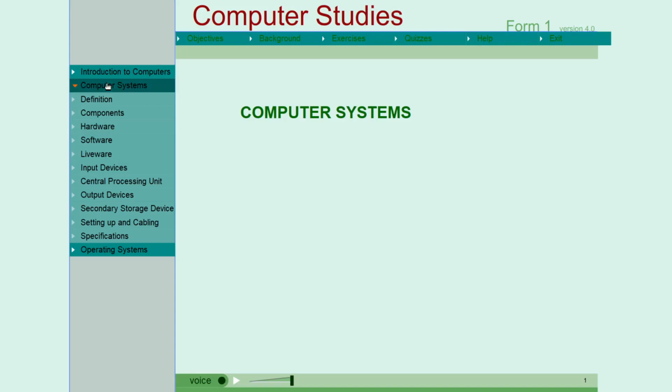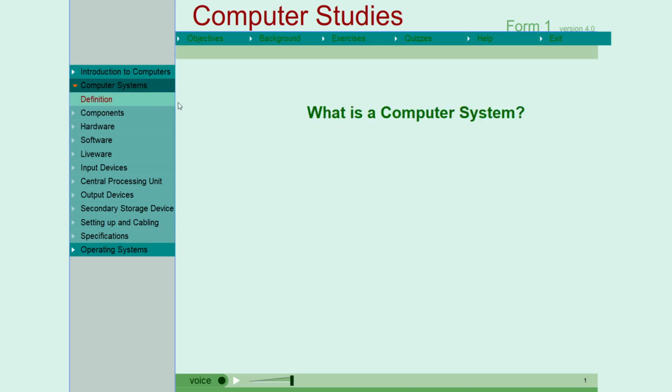Computer systems. In this lesson, we shall learn more about input devices, central processing unit, output devices, secondary storage devices, and setting up and cabling tasks.